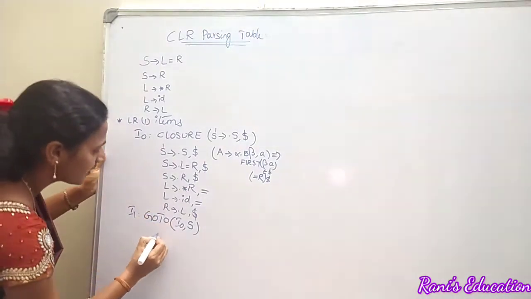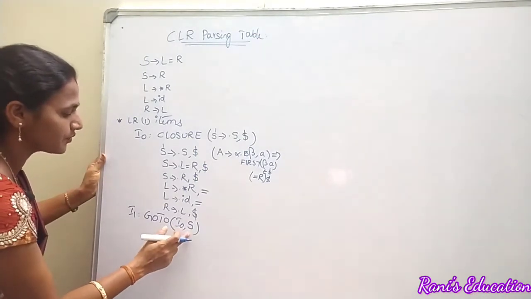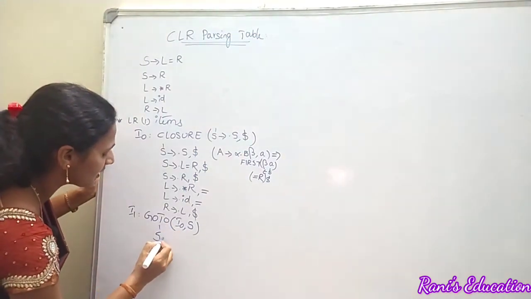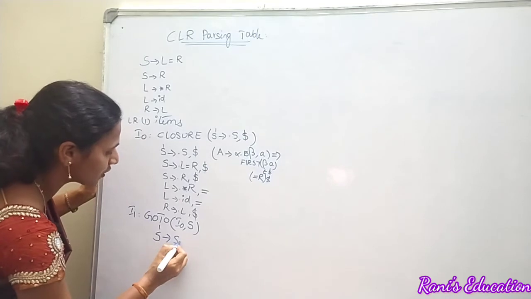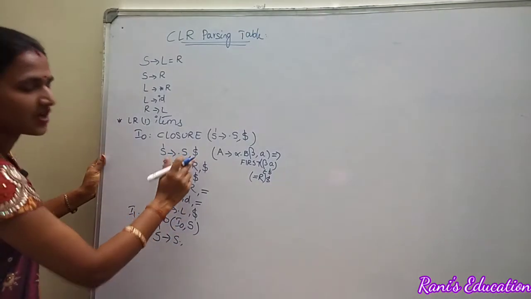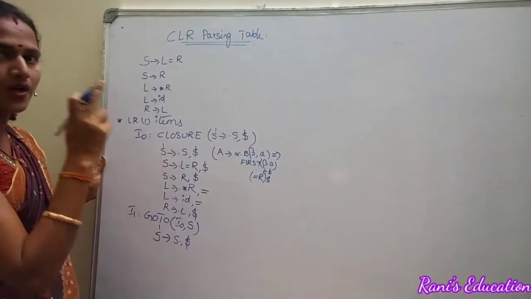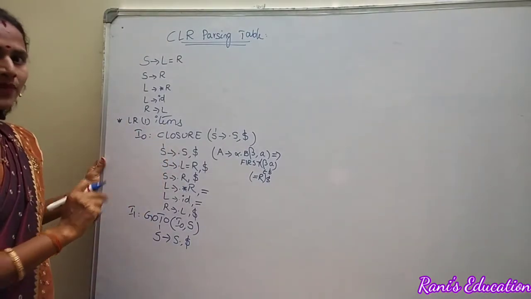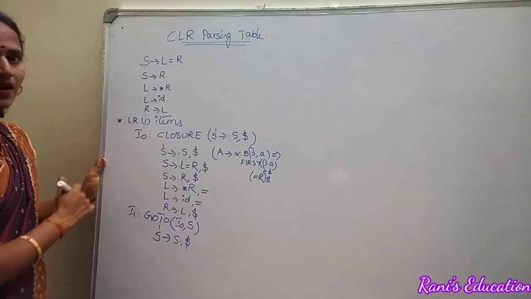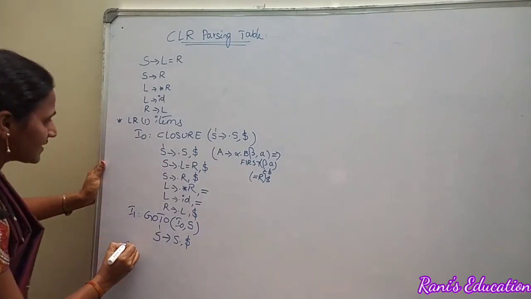Now, once we have changed the dot position here, the production becomes like this: S'→S dot. What is the look ahead for that production? Dollar. In a CLR parser, we need to concentrate on productions as well as on look aheads. Now, move on to the next item.